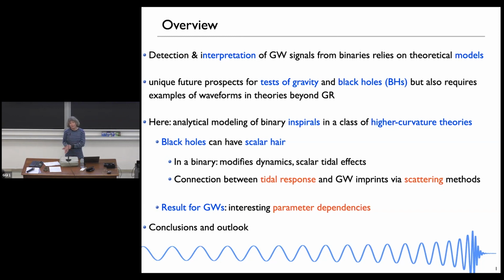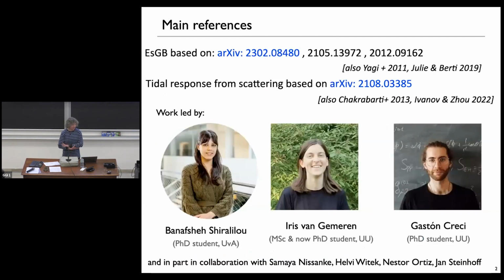of gravity coupled with a dynamical scalar field, where black holes can have scalar hair, which modifies the dynamics, and you can also get scalar tidal effects. So I will come back to a bit of the material you discussed on Tuesday about tidal Love numbers. And then discuss what interesting features arise in the gravitational waves and what is to come in the future. And the main references are the two papers colored in blue here.